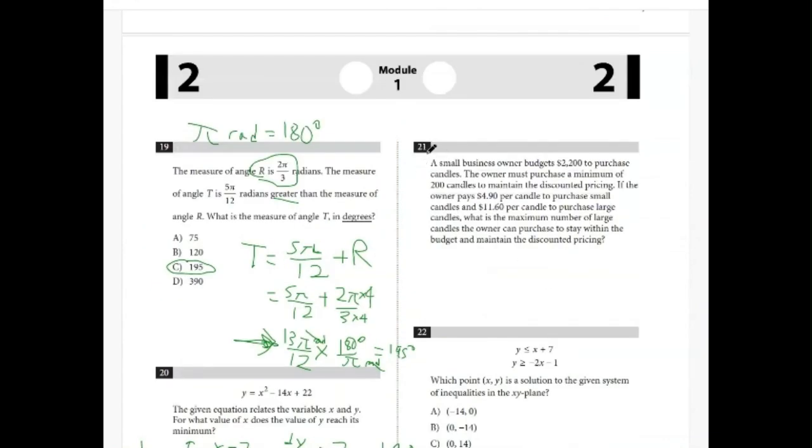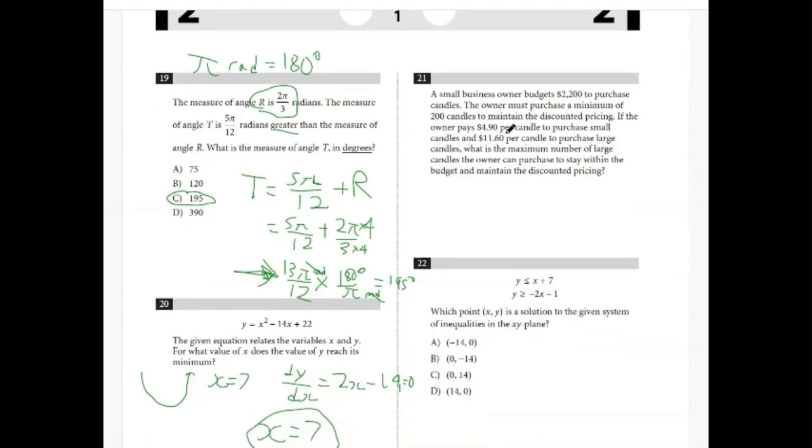Question 21. A small business owner budgets $2,200 to purchase candles. The owner must purchase a minimum of 200 candles to maintain the discounted pricing. If the owner pays $4.9 per candle to purchase small candles and $11.6 per candle to purchase large candles, what is the maximum number of large candles the owner can purchase to stay within the budget and maintain the discounted pricing? Although it's a very wordy problem, it's actually solving a system of linear equations.